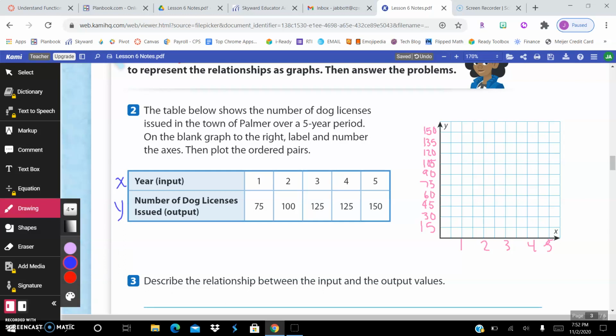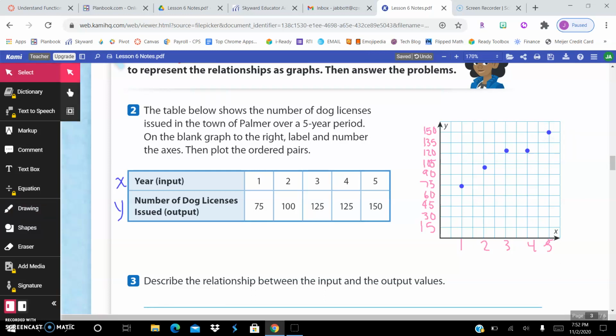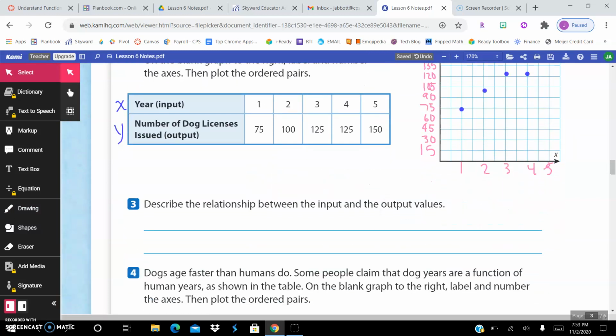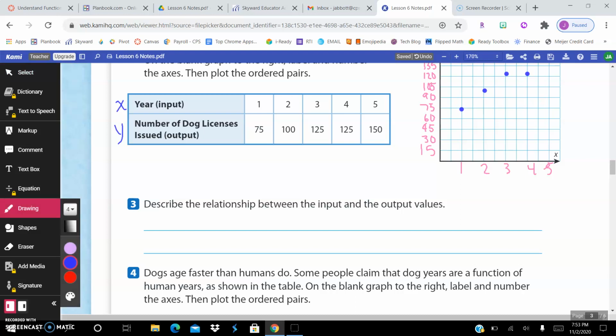So 1 and then 75. And 2 is 100. I'm going to have to estimate there. 3 is 125. And so is 4. And then 5 is 150. Describe the relationship between the input and the output values. I'm going to say that each input has one output value because that is the case. Nothing repeats here.